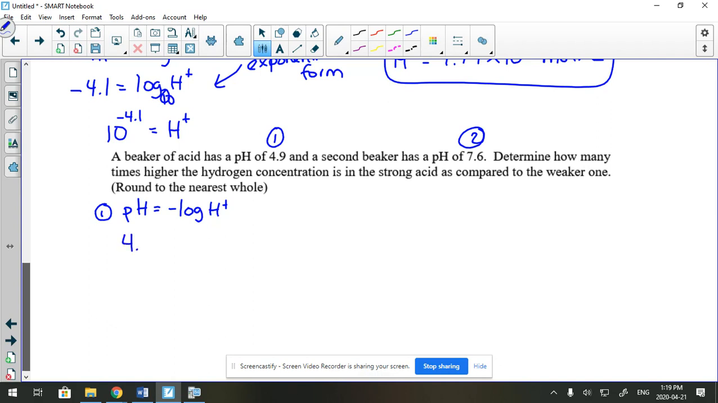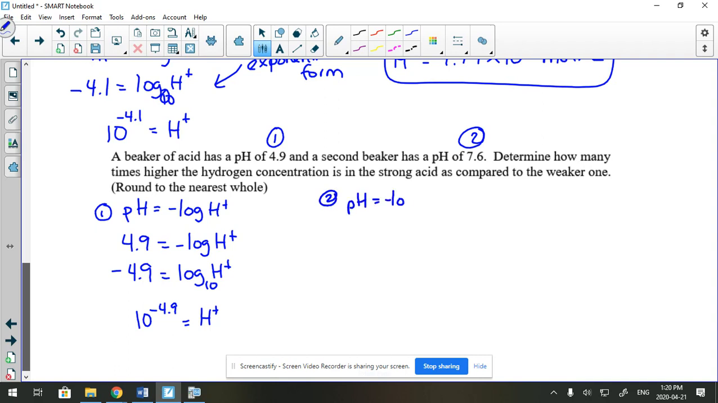This one had a pH of 4.9. Multiply both sides by -1 just to move that negative over here. Then we're going to put it in exponential form. So again, this is base 10, we just don't usually write it. So I can see my concentration of hydrogen is 10 to the -4.9. I'm not going to bother actually calculating that yet because it's going to cause more work for me in the end. Now we're going to do the second one and figure out our hydrogen concentration there.